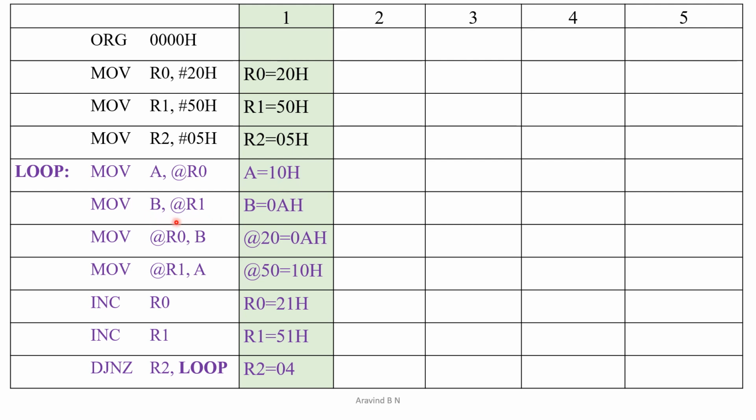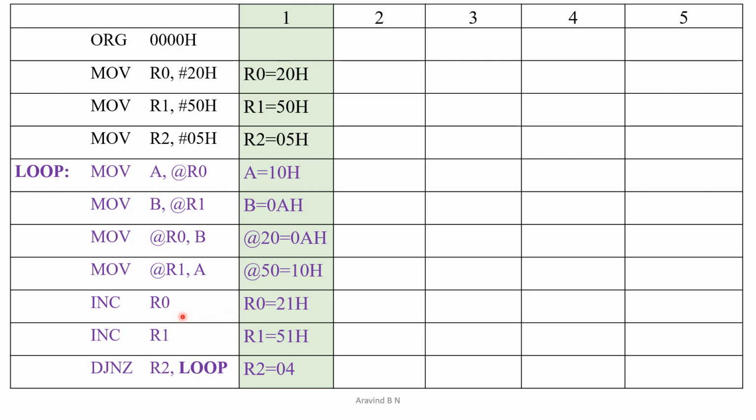Similarly, move B comma at R1. So B will be loaded with the value 0AH. That is, 0A is the content available in the memory pointed by R1. Now make the exchange of the data. Move the contents of B to the location R0: at memory location 20, 0A will be stored. Similarly, to the location 50H, 10H will be stored. So the data has got exchanged.